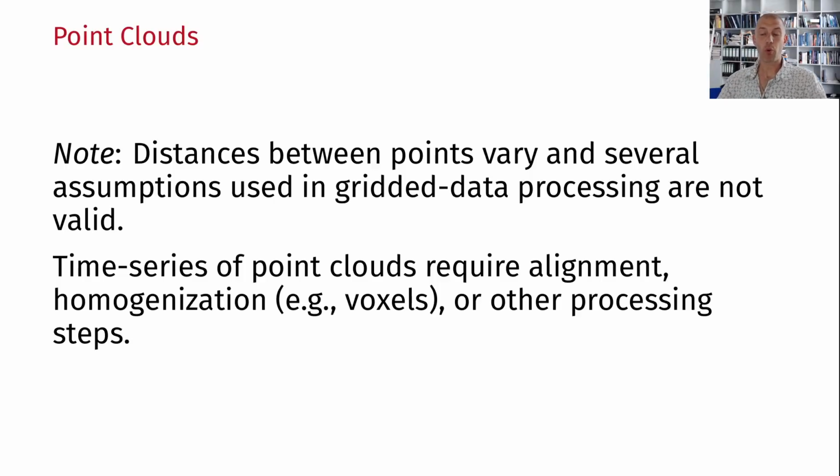The distances between points vary, and several assumptions that we usually have in gridded data sets are not valid. If you have a time series of point clouds, for example, a point cloud from a pre and post event, then you need to align them. You probably have to homogenize them because they may have different spatial resolutions, or you need to do other processing steps before you can actually do the analysis. And that point cloud alignment is a big part of this class and this course, and we are going to look at that with a couple of examples later this afternoon.